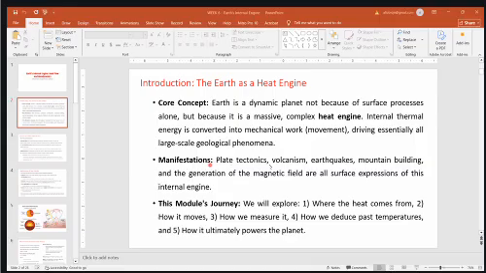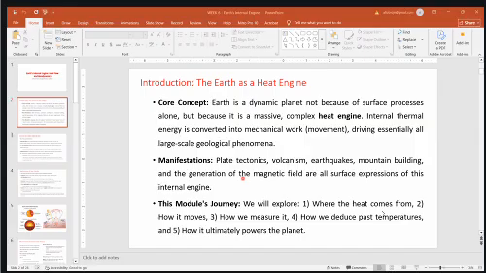We see it from plate tectonics. I remember we discussed it briefly in your year one. Volcanism, from volcanic eruption, earthquake, mountain building, and the generation of the magnetic field are all surface expressions of this internal engine. This is what we see. So when you see a volcanic eruption, it shows that a lot of things are happening within the subsurface.